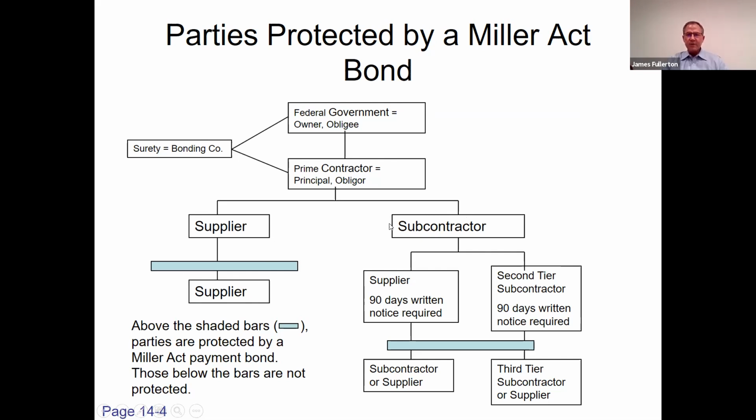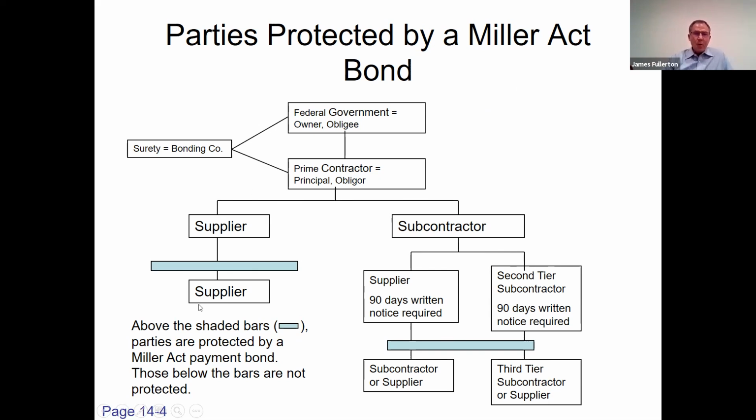A first tier sub does not need to give notice. Their first requirement is to file suit on the bond within 1 year of their last work. Again, we'll get into more detail on enforcement later. No notice requirement. Everybody has the same requirement of filing suit within 1 year of their last work. A second tier sub or supplier has an additional requirement of providing written notice within 90 days after their last work.